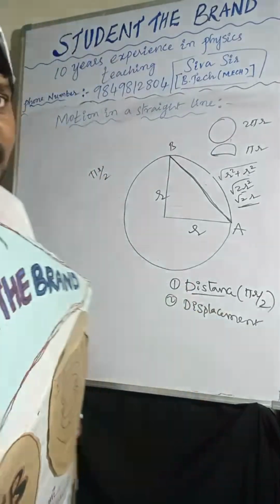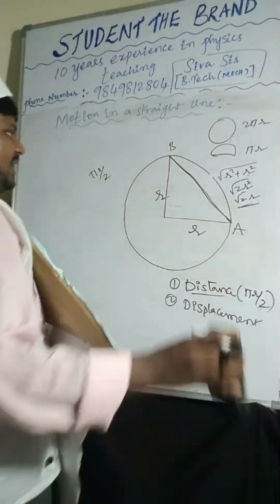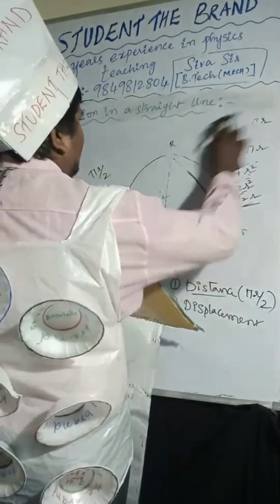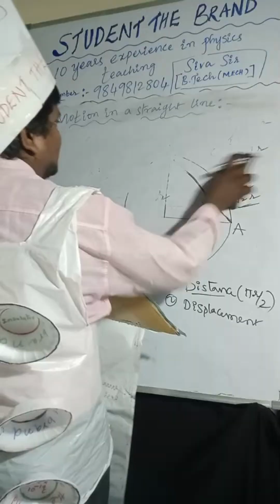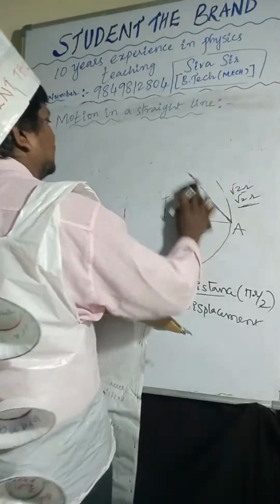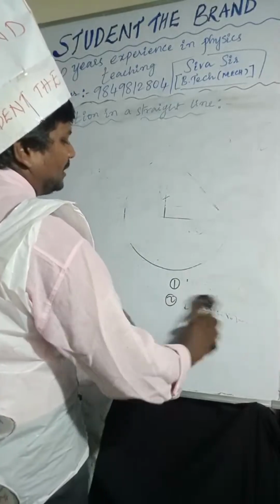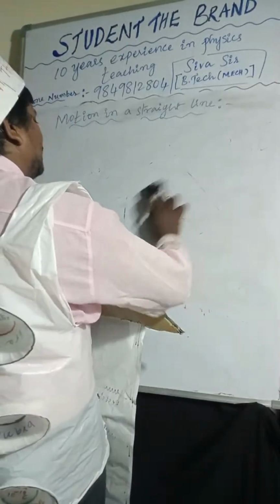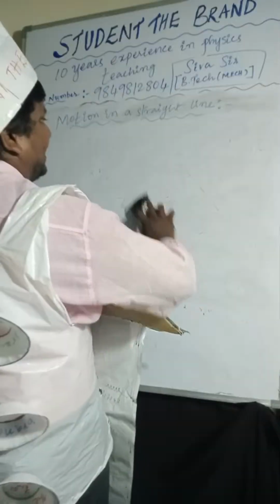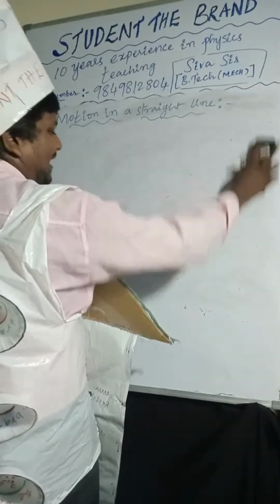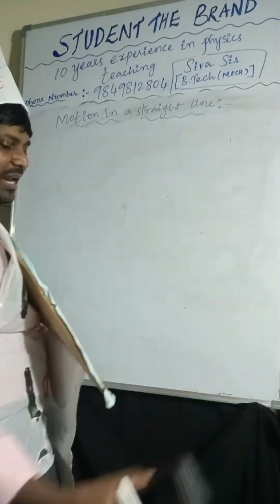Anybody have questions related to this one? I hope it is clear to you all. So shall we go to the next one? Distance and displacement, we did the questions related to that. Now I'm going to one more concept, that is speed and velocity.